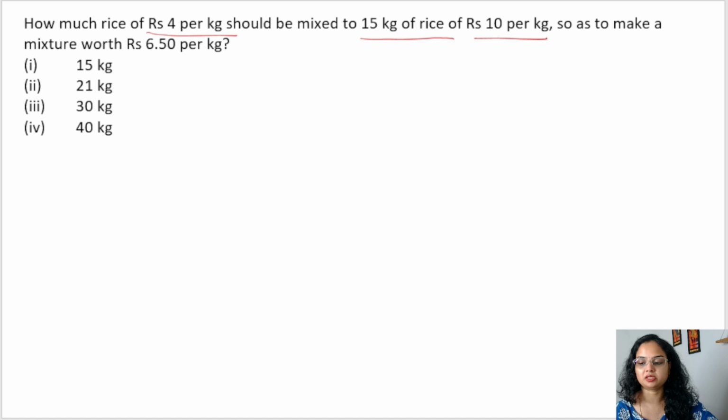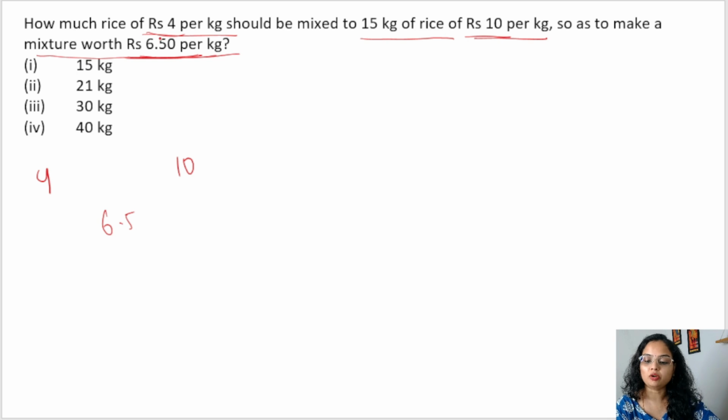Next one, how much rice of rupees 4 per kg should be mixed to 15 kgs of rice of rupees 10 per kg so as to make a mixture worth 6.5 rupees per kg. Here two different varieties of rice are mixed to get a mixture that is worth 6.5 rupees per kg. So what is the price of the first variety of rice? It is 4 rupees. And the second variety of rice, the price is 10 rupees. And the price of the mixture is 6.5 rupees.